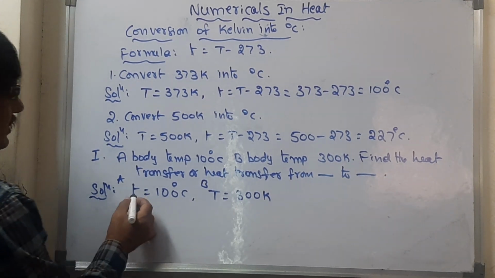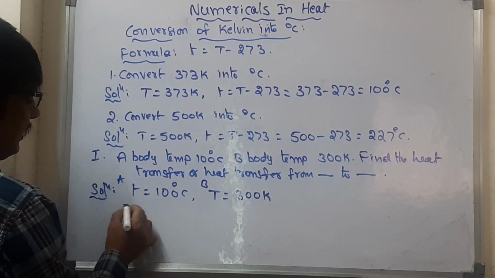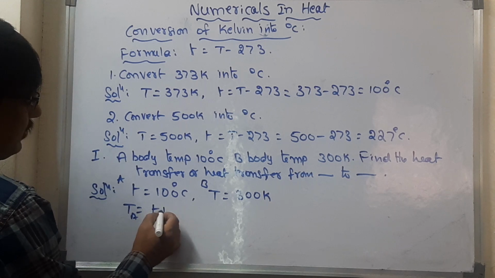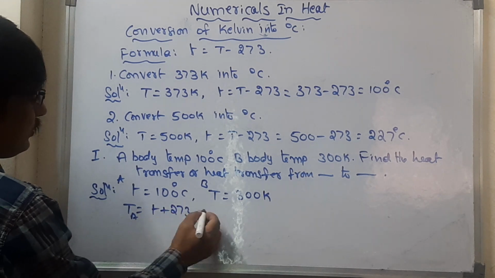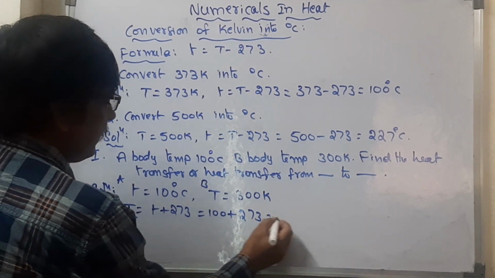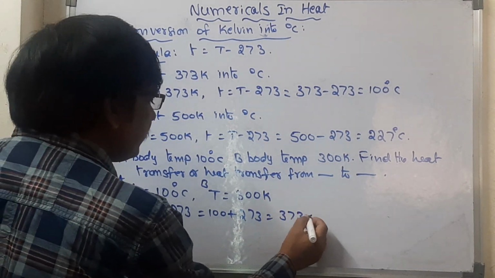Now let's convert this into Kelvin. So capital T of the A body is equal to small t plus 273. Then how much will that be? That is 100 plus 273. How much do we get? That is equal to 373 K.